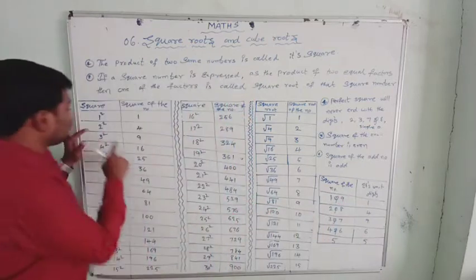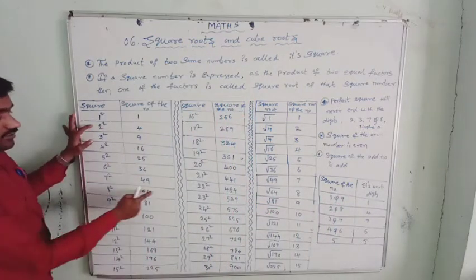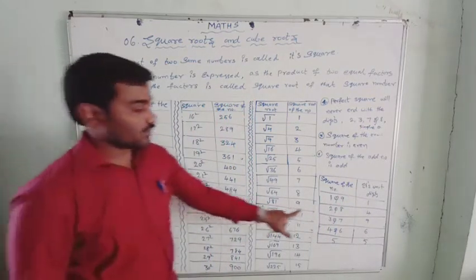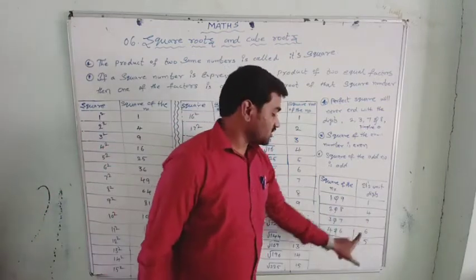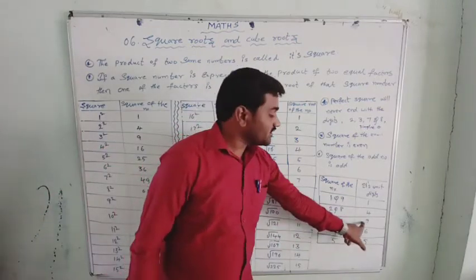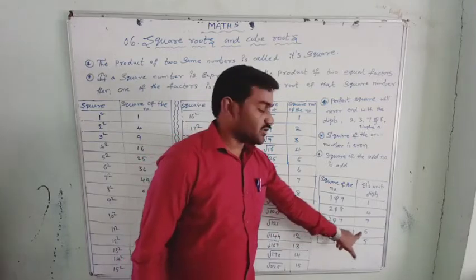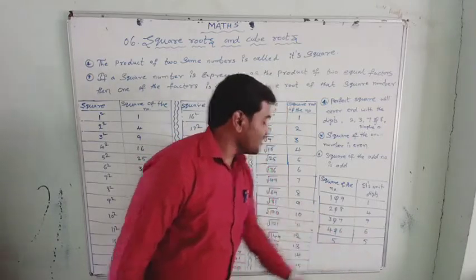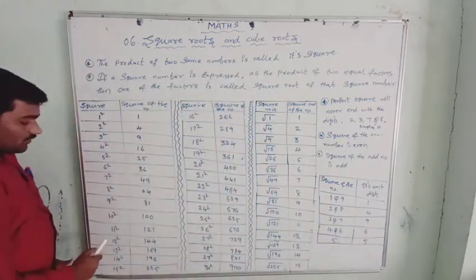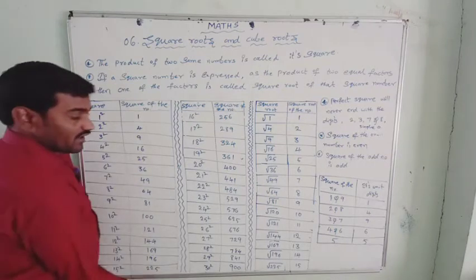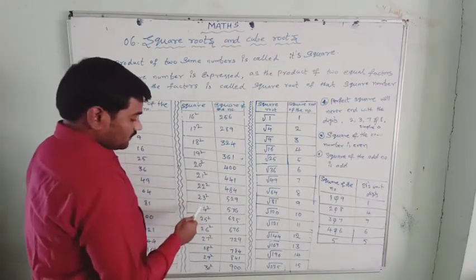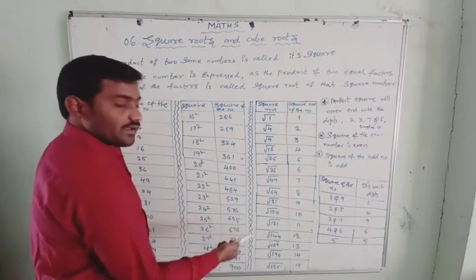If 2 and 8, you observe, the unit digit of the square will be 4. 2 and 8, the unit digit is 4. 3 and 7, the unit digit is 9. 4 and 6, the unit digit is 6. 5 is always 5. See that 5 square is 25, ending in 5. 15 square is 225, ending in 5. And here 25 square is 625.